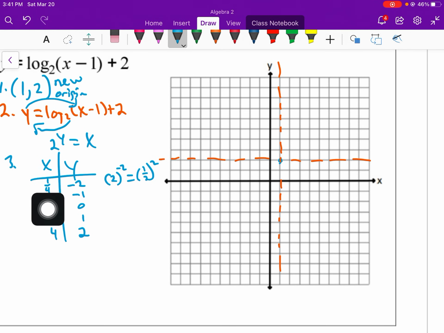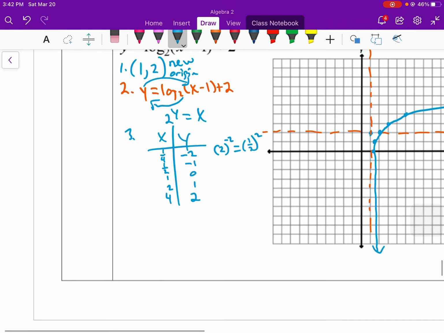So from my new origin, my first ordered pair, my first point is 1/4, -2. 1/4, -2 is right there. Half, -1, 1, 0. 2, 1, and then 4, 2. 1, 2, 3, 4, 1, 2. So all of these were still growth, and they're positive. So that's nice, where now my domain is x is greater than h, which is 1. My range is y is an element of all real numbers.